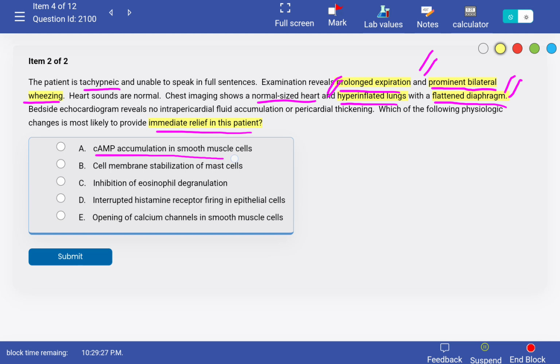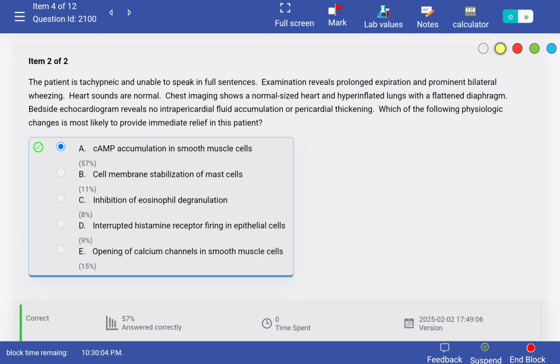Option A, cyclic AMP accumulation in smooth muscle cells. Option B, cell membrane stabilization of mast cells. Option C, inhibition of eosinophil degranulation. Option D, histamine receptor firing in epithelial cells. Option E, opening of calcium channels in smooth muscle cells. So pause it and give the answer. The correct answer for this question is option A. Why? Because for COPD, what do we use, right? These are beta 2 agonists. Let us go to the explanation.